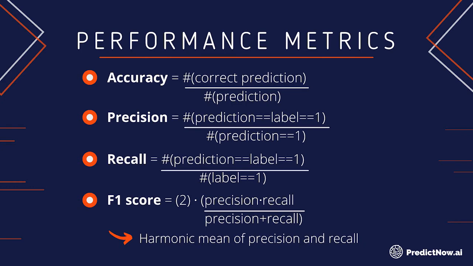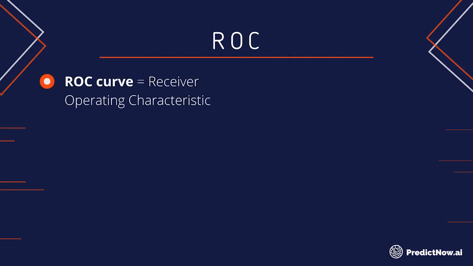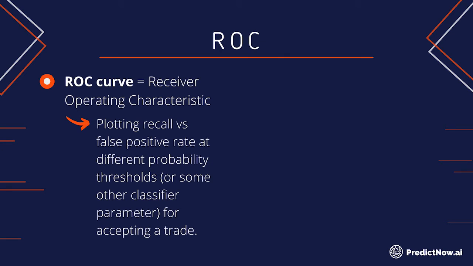So what are we going to do about it? The final metric is going to tell the difference. This is called the ROC curve. It will plot the recall versus the false positive rate at different probability thresholds.